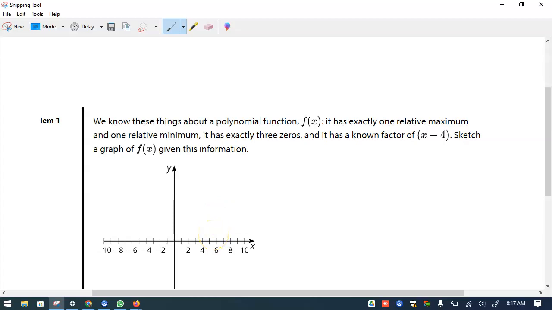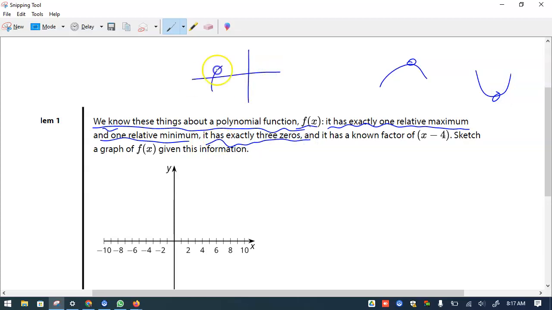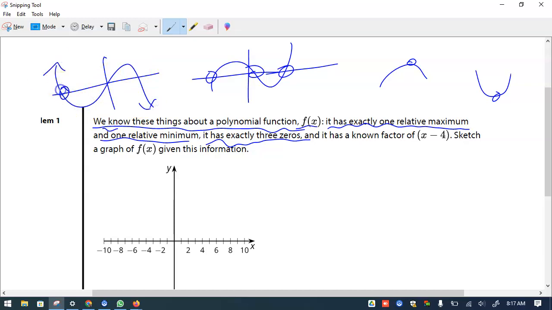The first problem: we know these things about a polynomial function f of x. It has exactly one relative maximum, something like this, and one relative minimum, something like this. And it has exactly three zeros. So if there is a graph somewhere, it crosses the axis three times, one, two, three, or it could be this way too. It depends on the leading term, plus or minus.